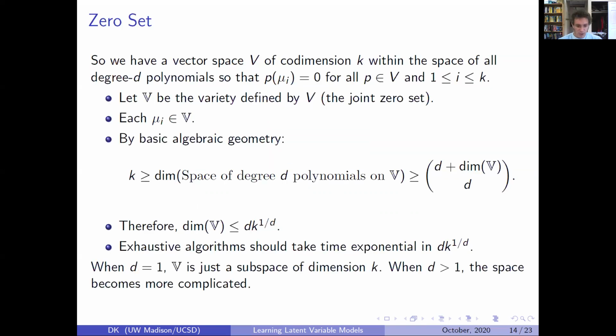And I'll note that if you take D equals 1 here, V is exactly a variety defined by a bunch of linear polynomials. It's a dimension K thing, so it's actually a subspace. When D becomes bigger than 1, the dimension will tend to drop, but the space that you get becomes a lot more complicated because you're now defined by higher degree polynomials.